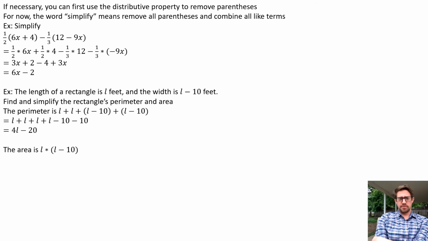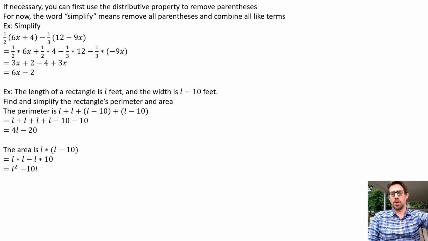Area, same thing, almost even easier. The area is just length times width. So L times (L minus 10). The distributive property tells us that that's L times L minus L times 10. And then that expression can be made simpler because an easier way to say L times L is L squared. And then minus L times 10, the way we've been writing that, is 10L. So there it is. The nicest answer for this problem is L squared minus 10L.